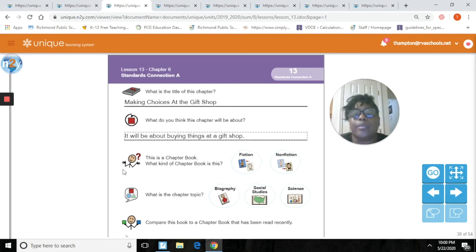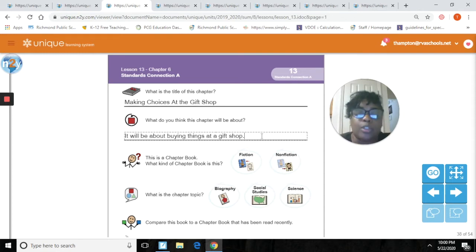Okay, so here we are. This is a chapter book. What kind of chapter book is this? Is it a fiction book or a nonfiction book? Now, I want you to think about these two types of books. A fiction book is what kind of book? Did you say it's a make-believe book or an imaginary book, a book that's not real? That's correct, if you did. What kind of book is a nonfiction book? Did you say it's a book that's based on actual facts or something that is true that really happened? If you did, you are correct.